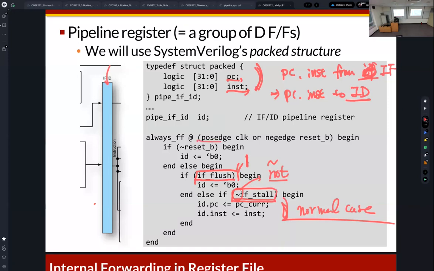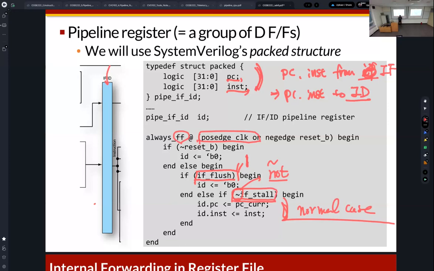So this is the positive edge of clock. So this is the D flip-flop. I mentioned that if we use always_ff, then the always_ff is executed at the positive edge of clock. So it's the rising edge of the clock. Then this part is executed. But as you can see, if not flushed, and also if not stalled, then this is the normal case.